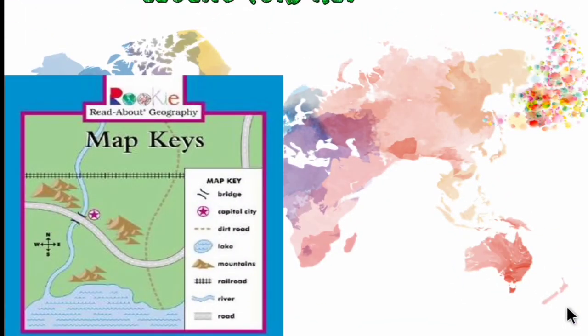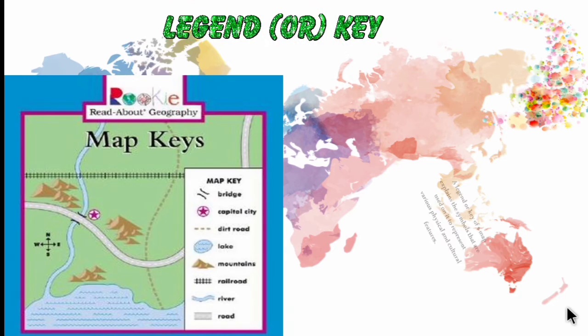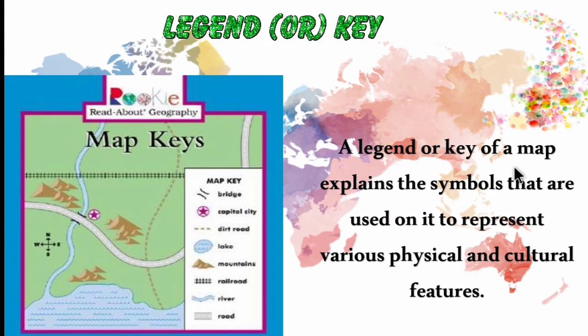Next one is legend or key. A legend or key of a map explains the symbols that are used on it to represent various physical and cultural features. So the legend or key is just a symbol which is used to represent the various features. For example, a lake has one symbol like this, and a bridge is represented by a symbol like this. So from the symbol itself we can read the map.